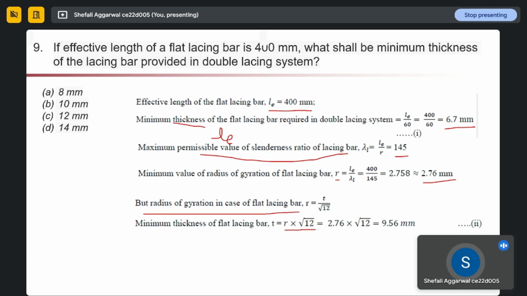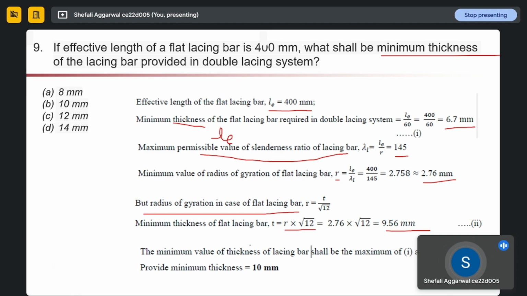radius of gyration in case of a flat lacing bar is given by thickness divided by under root 12. So thickness will be r into under root 12. That will give us thickness as 9.56. So we have two thicknesses, 6.7 mm and 9.56. So what is asked of us? It is asked for the minimum thickness. So it will be given as the maximum of these two values, which is almost nearby 10 mm. Okay.